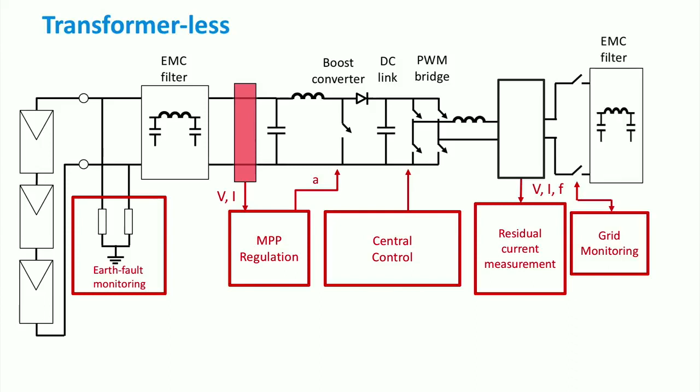Then another filter is present at the grid side. As for the EMC filter at the DC part of the inverter, this filter too is used to make sure that neither the grid nor the PV array see any high-frequency distortion in the power signal. Finally, the output of the inverter can be connected to the grid, generally at around 230 volts.